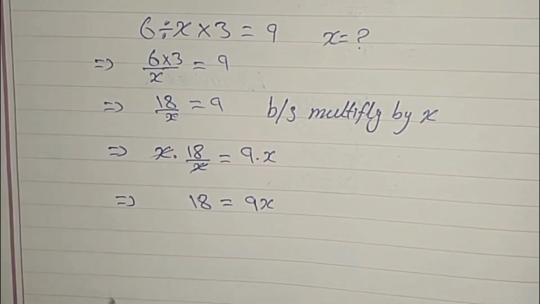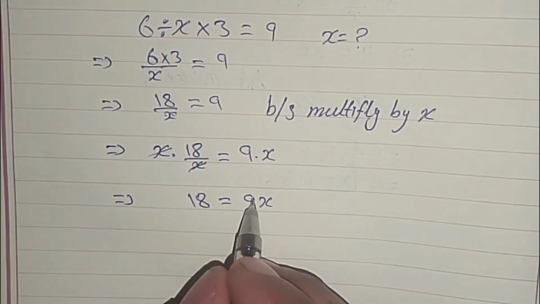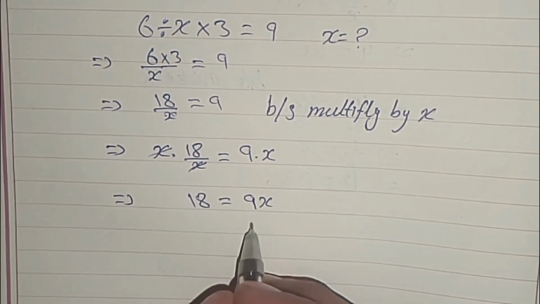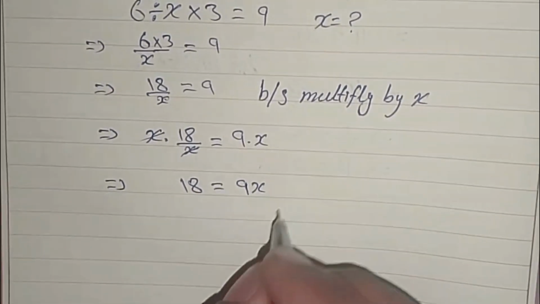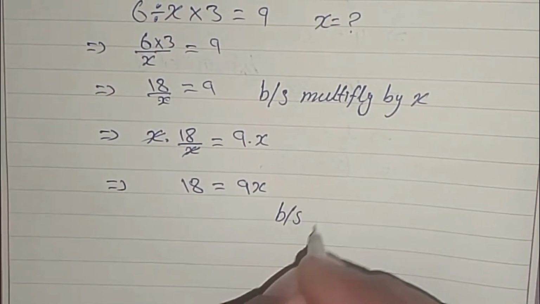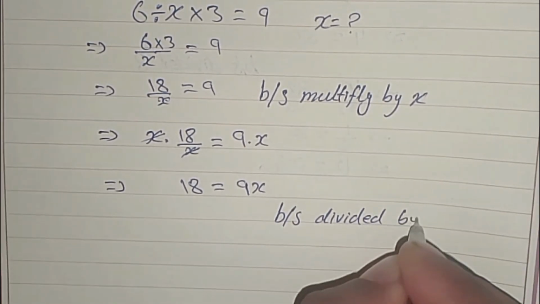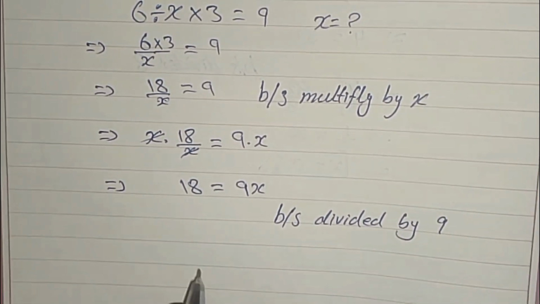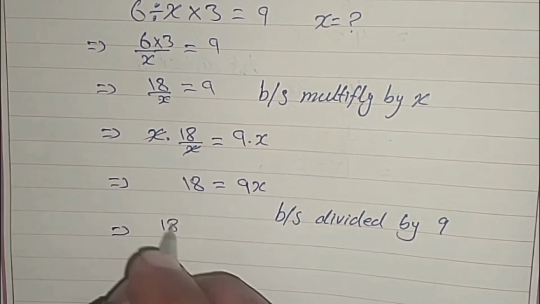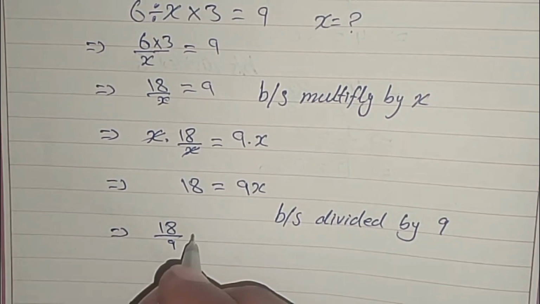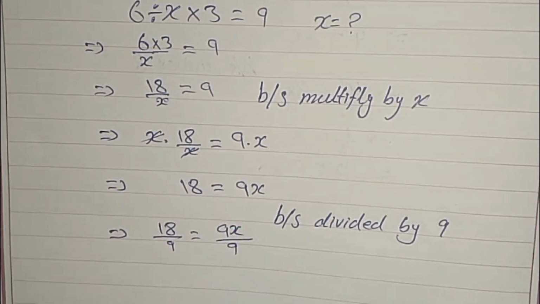Now we find x, so we divide both sides by 9. This 9 cancels with the divide by 9, and we get 18 divided by 9 equals 9x divided by 9.